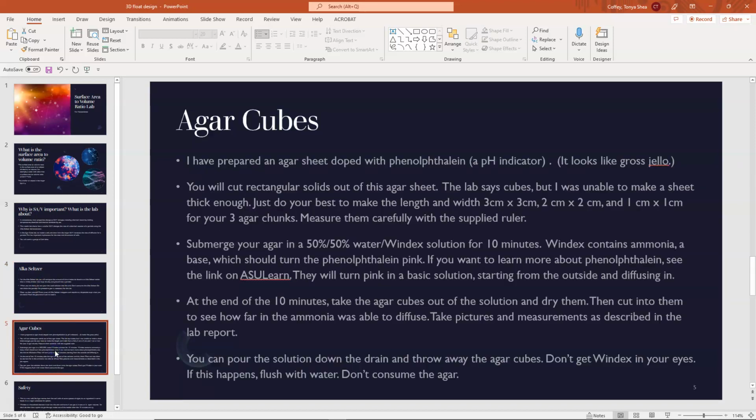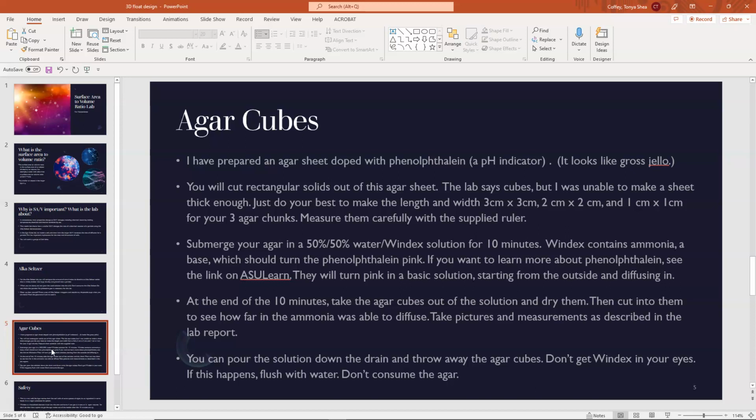The agar cubes: I've already prepared an agar sheet that's been doped with phenolphthalein, which is a pH indicator. The agar sheet doped with phenolphthalein looks kind of like gross jello. It's sort of an off-white color, and it's in a big metal tray.